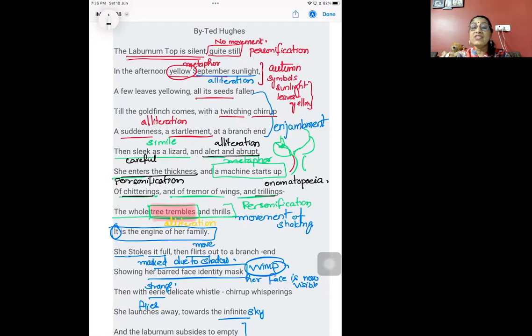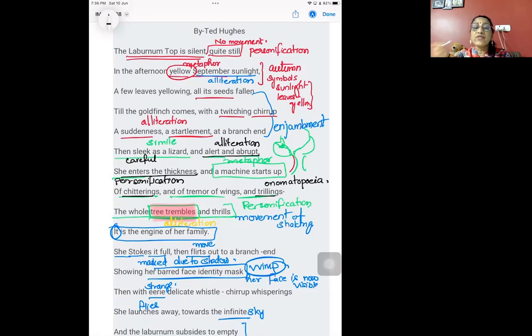It is the engine of her family. मतलब she is the engine. Engine क्या करता है? मतलब कि that is the one which starts up. चाहे वो आपकी गाड़ी हो, चाहे आपके डीजल के इंजन हो या फिर आपकी ट्रेन के इंजन हो, वो लेकर चलता है. Similarly, she is the one who is taking her little ones.